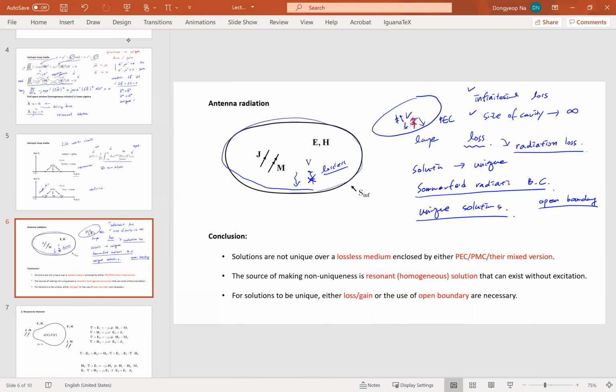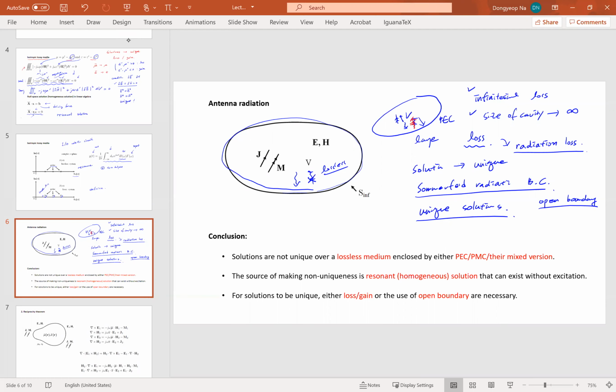Ivan, did you mean your question can be answered with this argument? Oh, I'm sorry, can you say it again, please? Did you ask about what happens if we have an open boundary? In an open boundary, due to the radiation loss, even if we have a lossless medium in our volume, solutions can be unique. Oh yeah, I see. Yeah, that answers my question.